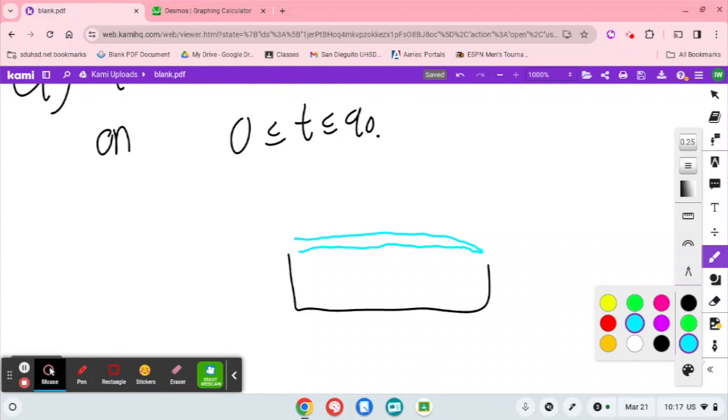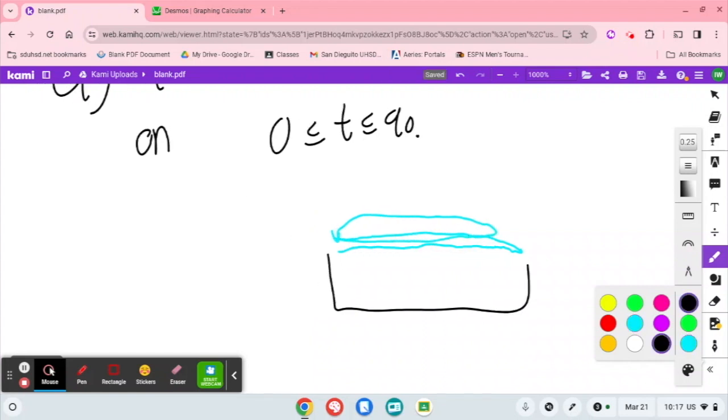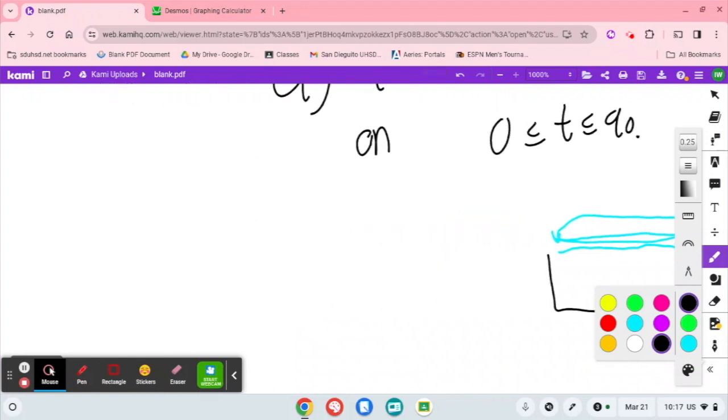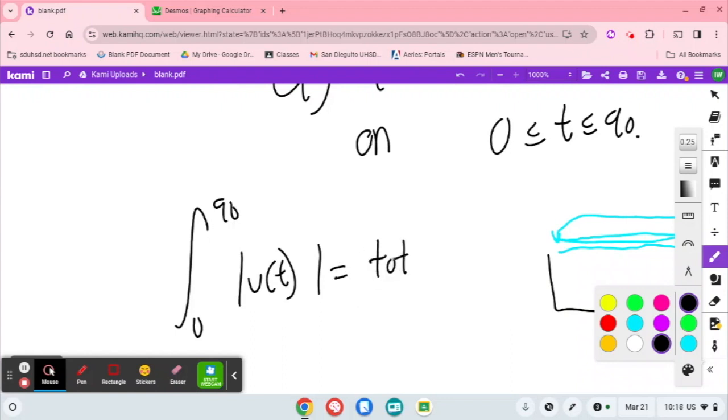So if we just take the normal integral, that's going to give us 0. And we don't want that because that's not going to make sense in the context, because he hasn't traveled 0 meters. He's traveled like 100. But the way that we can account for this is because right here on this part, he has a negative velocity. If we account for that and make it positive instead by using absolute value, then that's going to take care of the total distance traveled. So we can write that the integral from 0 to 90 of the absolute value of v of t is going to equal total distance traveled.